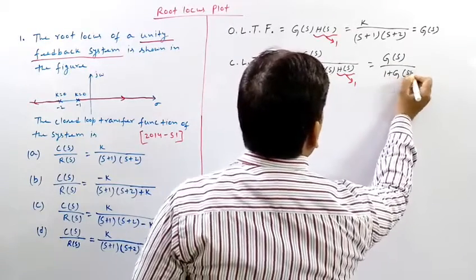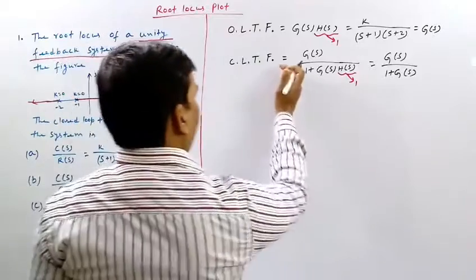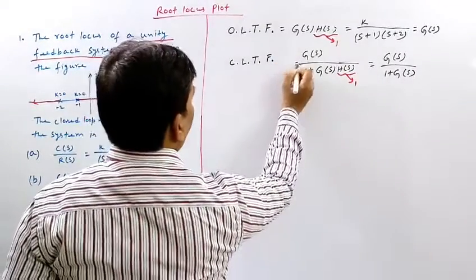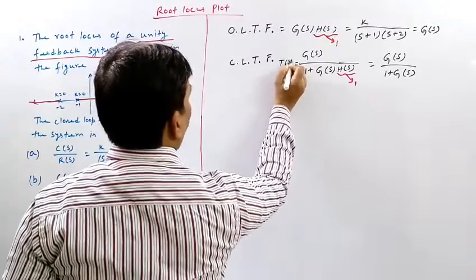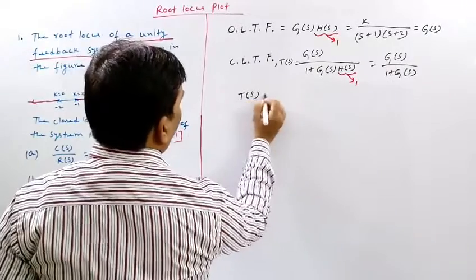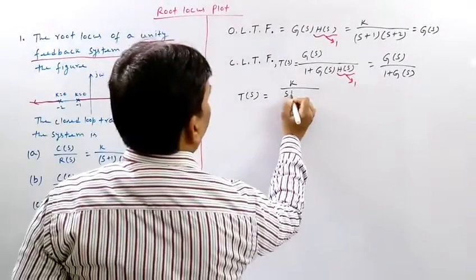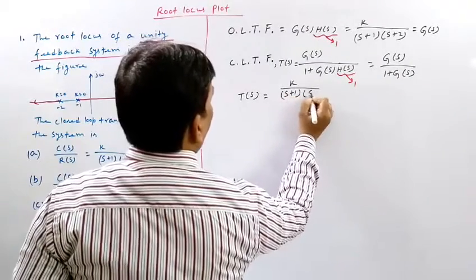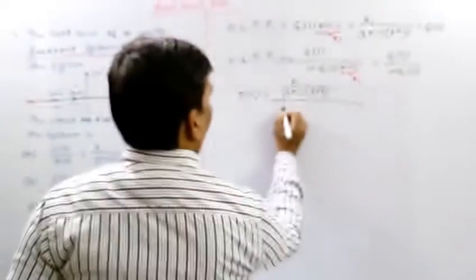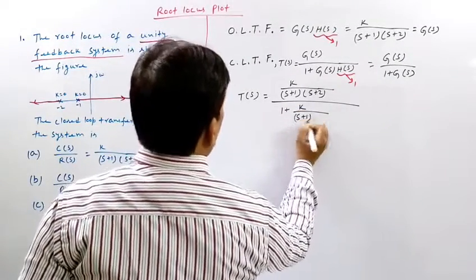Now if we put the value of G(s) here, then we can find the closed loop transfer function T(s). Let me denote it by capital T(s). So T(s) will be nothing but G(s), that is K divided by (s plus 1) into (s plus 2), divided by 1 plus K divided by (s plus 1) into (s plus 2).